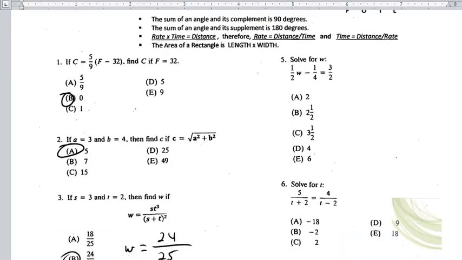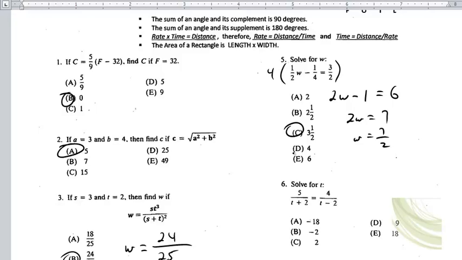Okay, number 5. So what I'm going to do with number 5 here, math fans, is I'm just going to get rid of these fractions. I got a 1/2, 1/4, and a 3/2. So I'm going to multiply everything by 4, my lowest common denominator. That gives me 2w minus 1 is equal to 6, because the 4 and the 2 cancel, so the 4 becomes a 2. 2 times 3 is 6. And then add 1, so 2w equals 7. So w is 7/2, which is 3.5.